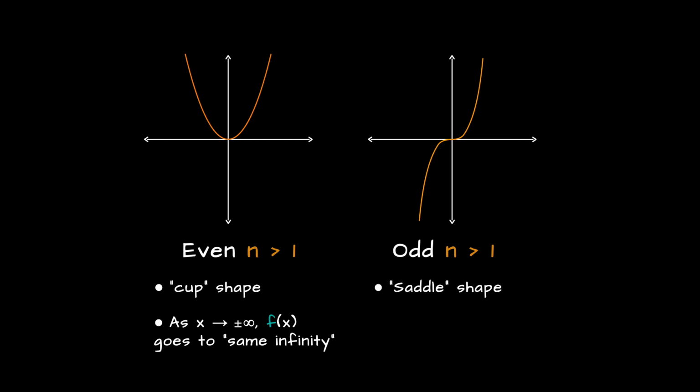Something else we might notice is that as the input x gets very large and goes to positive or negative infinity, the output of a power function with an even exponent will always go to the same infinity. On the other hand, if the power function has an odd power, then the values of the function will go to different infinities as x goes to positive or to negative infinity.